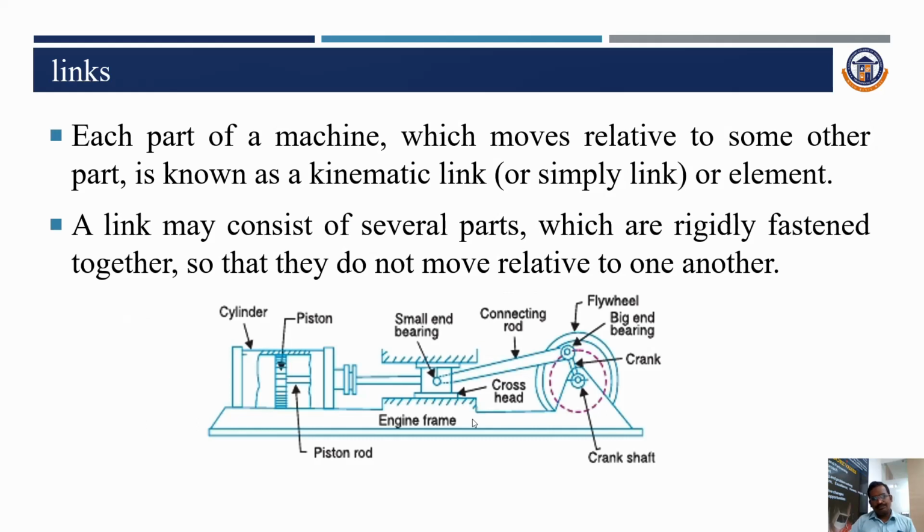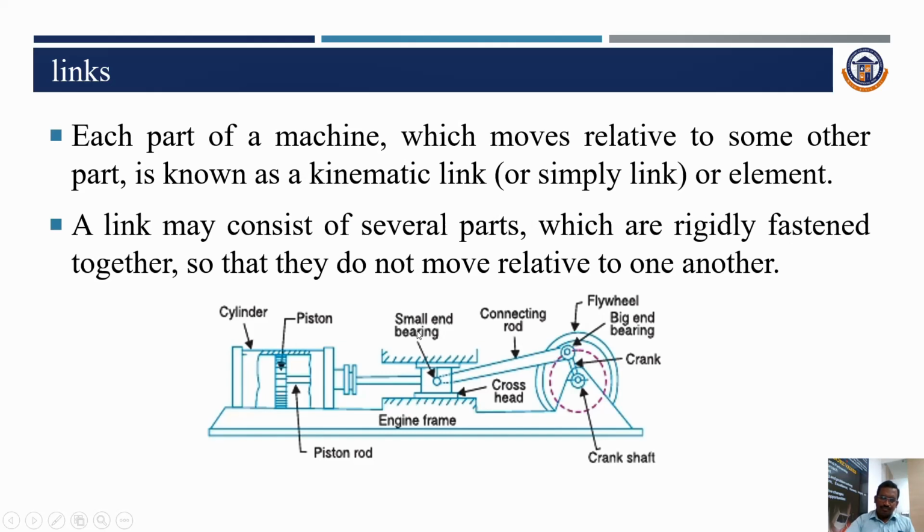Next, link. Each part of a machine which moves relative to some other part is known as a kinematic link or element. That means every motion. When it is a crank, it will be round in shape with a single joint, and it will rotate. The link will rotate in a clockwise or anti-clockwise direction. It's no problem. It is a connecting rod.